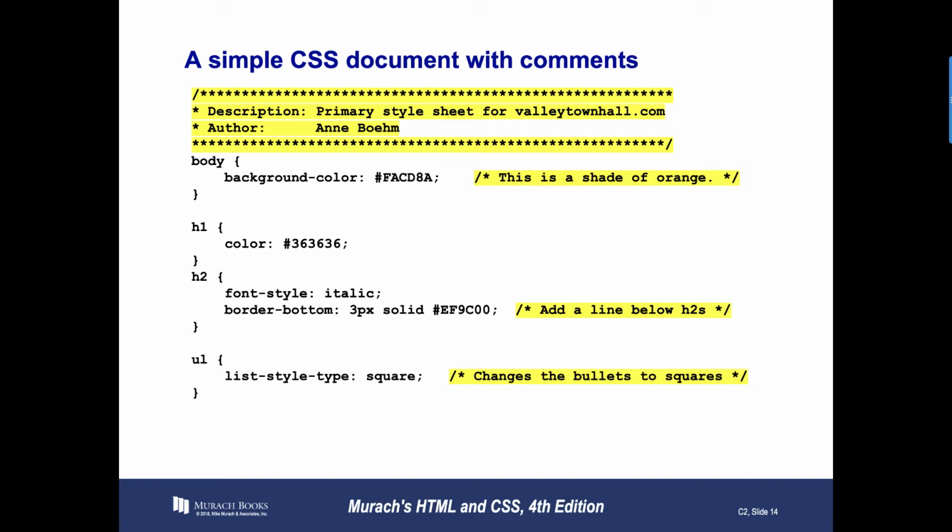And the next selector is an H1, and it's having a color applied. H2 has a font style and a border bottom that's 3 pixels solid. I don't know what that color is off the top of my head. And then the one after that saying, hey, any unordered lists that are on the web page, I want the list style type to use square bullets rather than the default round ones.